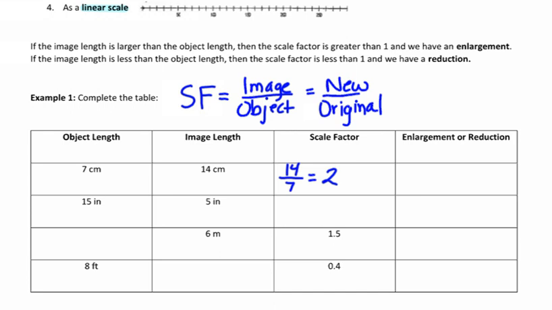When your scale factor is greater than 1, it's an enlargement. I started with 7, now that same side length is 14, so I know that it was an enlargement. My new image should be larger than the one I started with. My object length for the second one, 15 inches to 5 inches, so my new one's 5, but I started with 15, so my scale factor is 1 over 3. My scale factor is less than 1, it's a fraction, so my new image is a reduction.